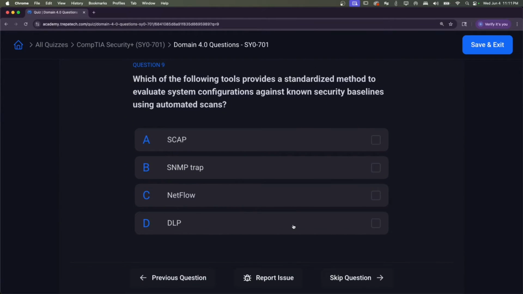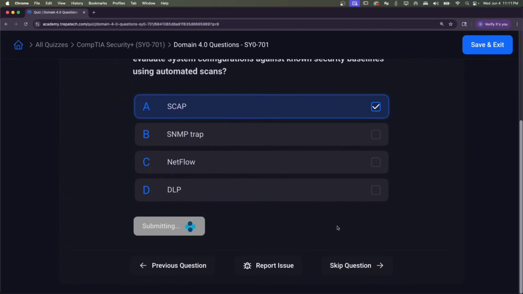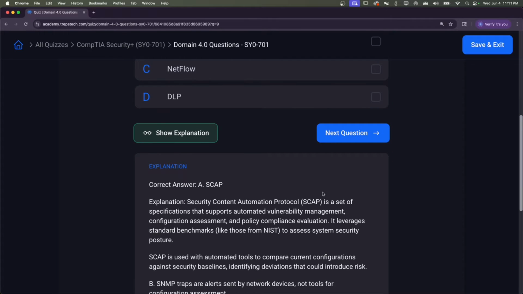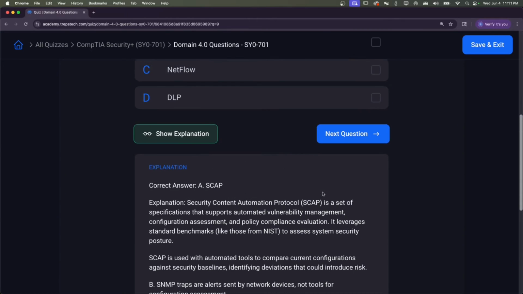Question 9. Which of the following tools provides a standardized method to evaluate system configurations against known security baselines using automated scans? So I'm thinking SCAP here, and that's going to be the Security Content Automation Protocol. It's what I use in my day job to get my Linux servers in compliance with our government standards. So yes, I'm going to go with SCAP. It uses a baseline to tell you what you need to harden on a device.